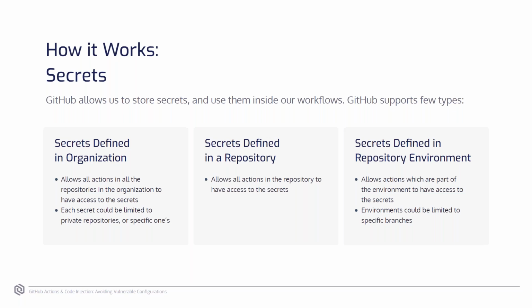GitHub separates secrets into 3 layers of exposure: organization, repository, and repository environment. Secrets defined in organizations will be exposed to all repositories and all the actions in that organization. But in addition, you could configure these secrets to be exposed to limited repositories, either to all the private ones or specific ones.